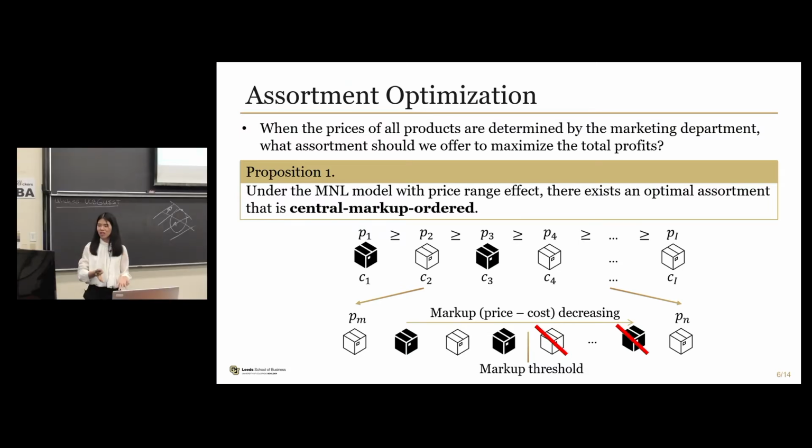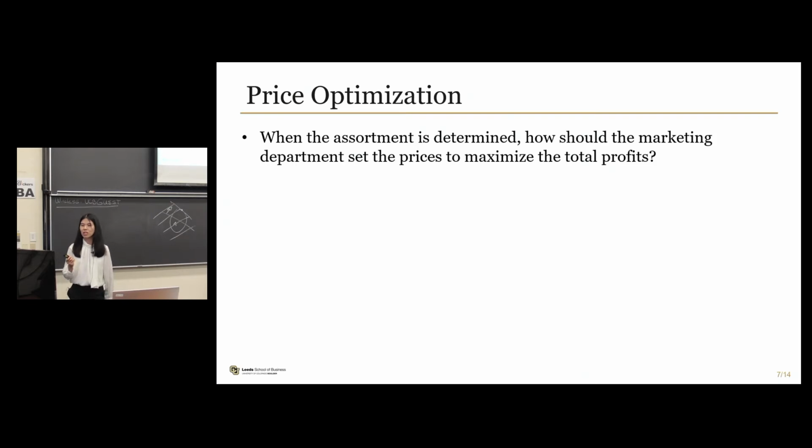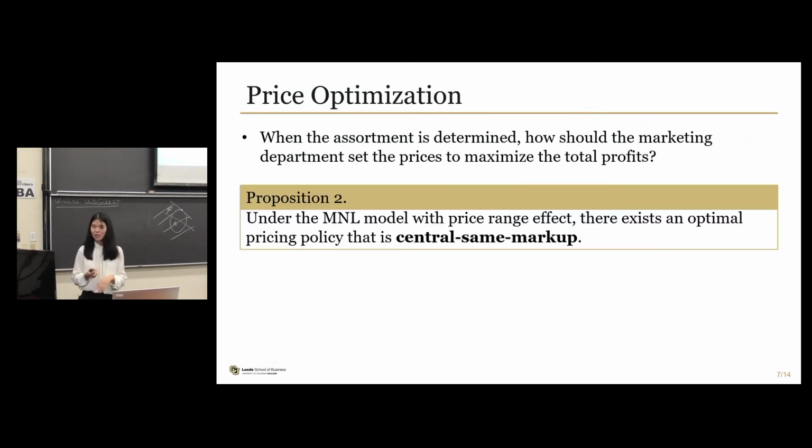And so this is one structure for the optimal assortment, and with this structure, it's very easy to find the optimal one. The next one is price optimization. Here we assume that the assortment is determined, and we want to decide the prices for all products. And we prove that there exists an optimal pricing policy that is central theme markup.